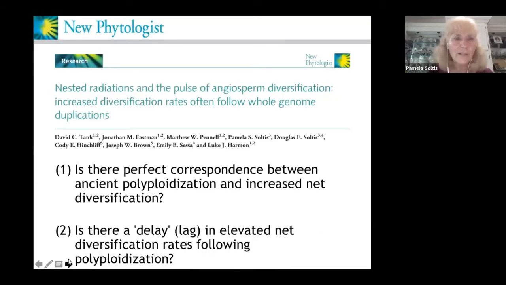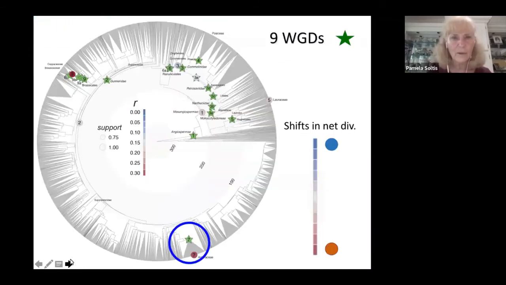Well, in order to address this question, we worked with some statisticians and some other phylogeneticists to ask if there was perfect correspondence between ancient polyploidization and increased net diversification, or whether perhaps there was a delay or lag in the elevated net diversification rates following polyploidization. And the reason we asked about this lag is because several years ago, Eric Schranz and colleagues proposed this concept of a delay or lag in diversification following polyploid formation. And that was based on work from Brassicales. And we were curious as to whether the same thing showed up across the angiosperms as a whole.